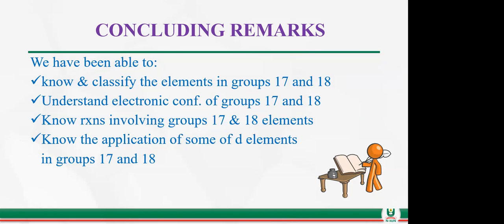And we have also talked about the need to know how to write the electronic configuration for each of the elements of group 17 and group 18. You should be able to know some of the reactions. Group 17 gave us halogen oxoacids, and they gave us the compounds of the halide, which are the hydrides of the group 17.